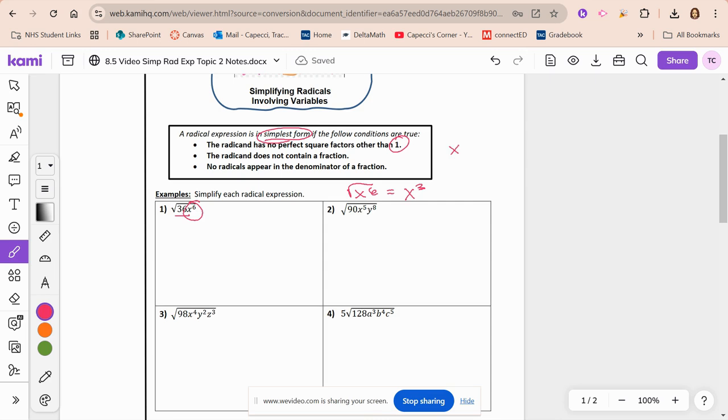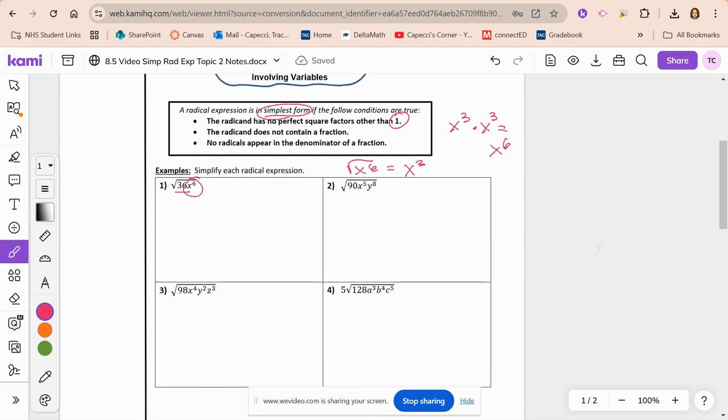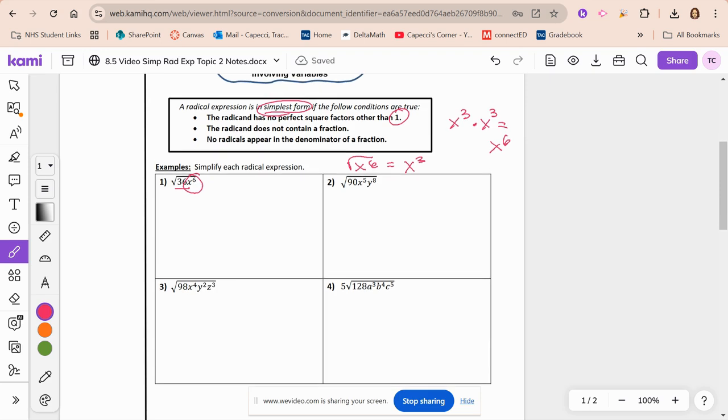Now why is that? Because x to the 3rd times x to the 3rd is equal to x to the 6th. So as long as we have an even power attached to our variable, we're just going to divide that number by 2. So the square root of 36 is 6. X to the 6, so 6 divided by 2 gives me 3. So my final answer there is 6x to the 3rd.